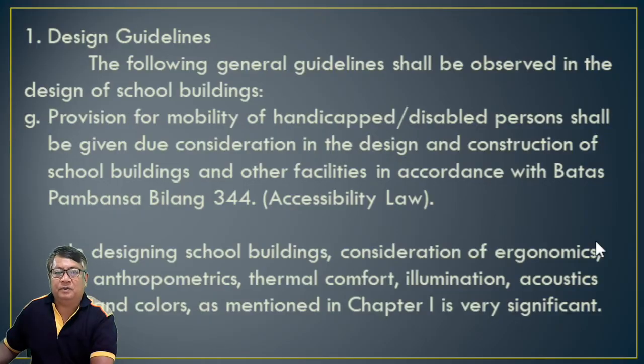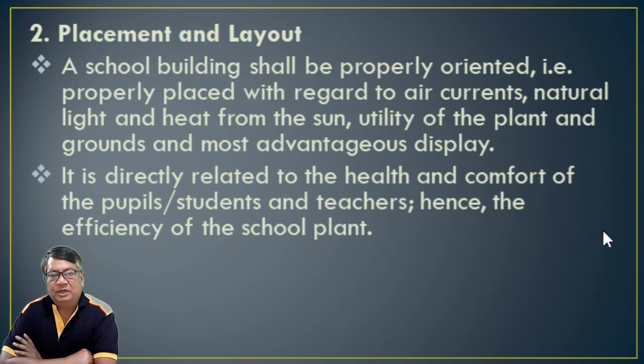So we have letter G, provision for mobility of handicapped. Disabled persons shall be given due considerations in the design and construction of school buildings and other facilities in accordance with Batas Pambansa Bilang 344, the accessibility law. So in all buildings that you have, or if you plan to build a school, try to consider those PWDs, persons with physical disability. So in designing school buildings, consideration of ergonomics, anthropometrics, thermal comfort, illumination, acoustic, and colors, as mentioned in Unit 1 or Chapter 1 in this book or reference. Number 2, placement and layout.